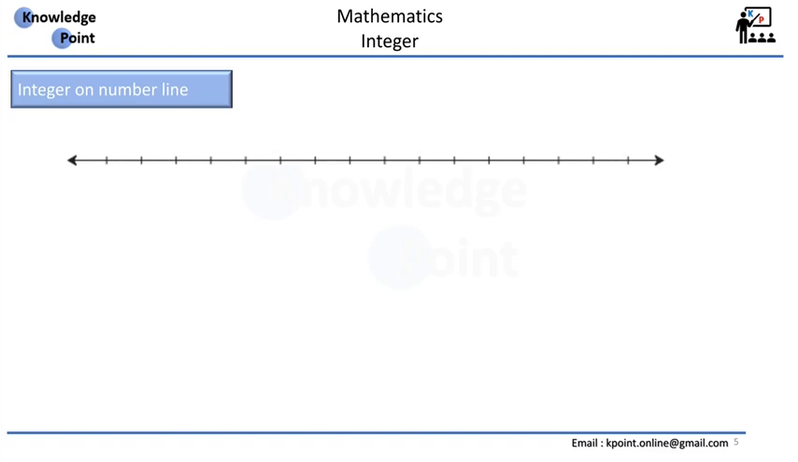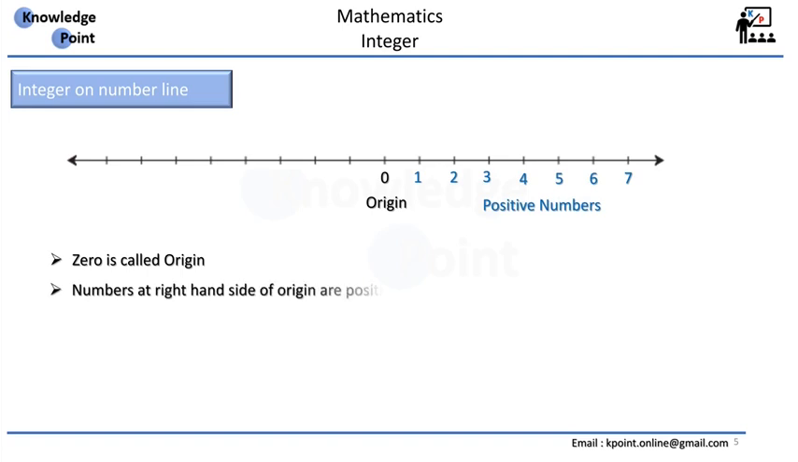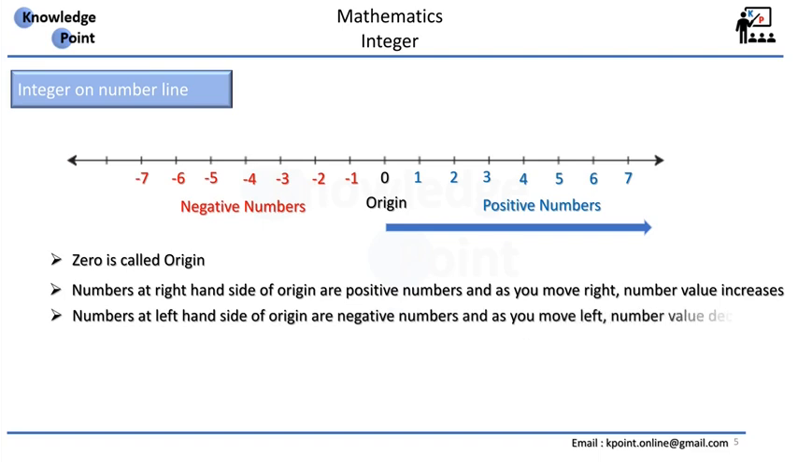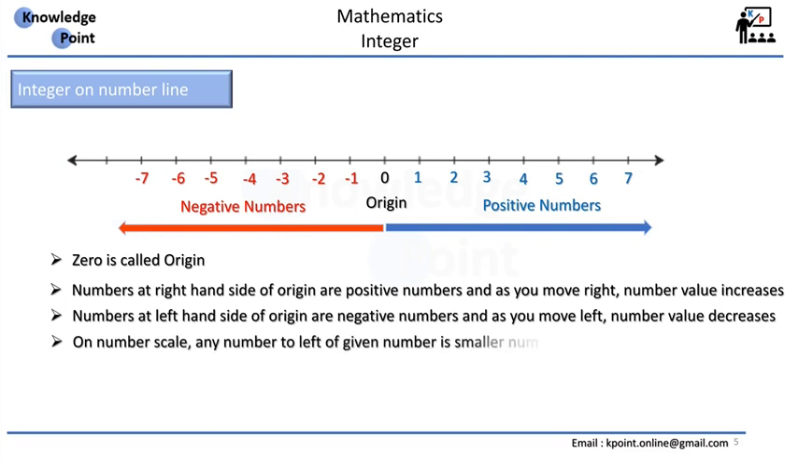Let's see how we put integer on a number line. The first is of course 0, which is the origin. 0 is called origin. And then there are positive numbers at the right hand side. Numbers at the right hand side of the origin are positive numbers. As you move right, the number value increases. Now this is the left side where the negative numbers are. So the left side of the origin is the negative numbers, and as you move left, the value goes on decreasing.